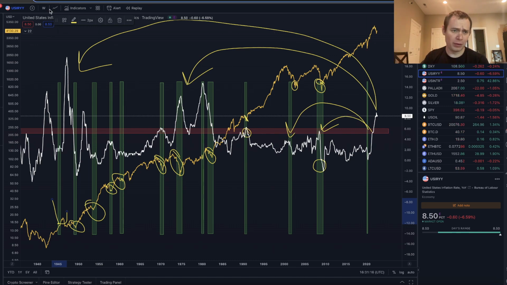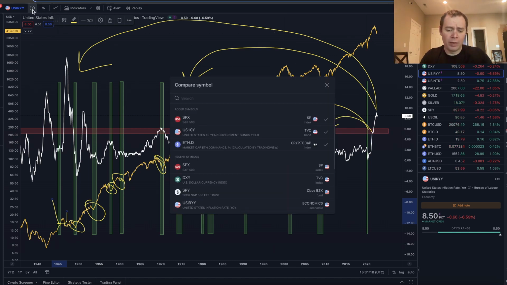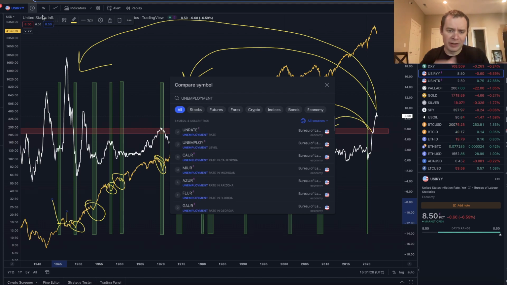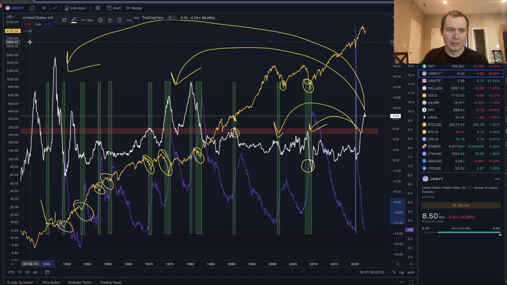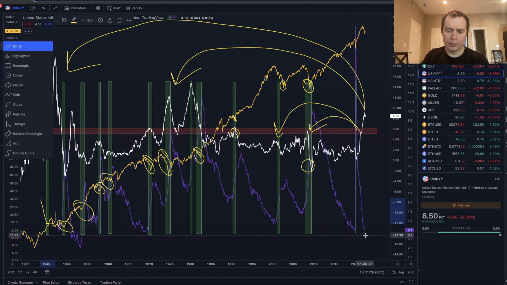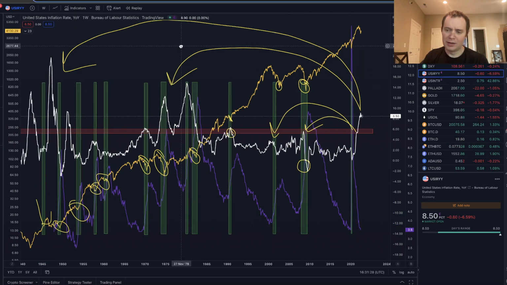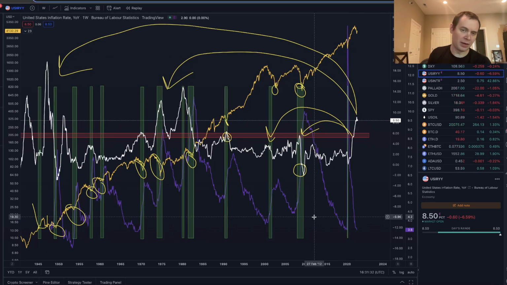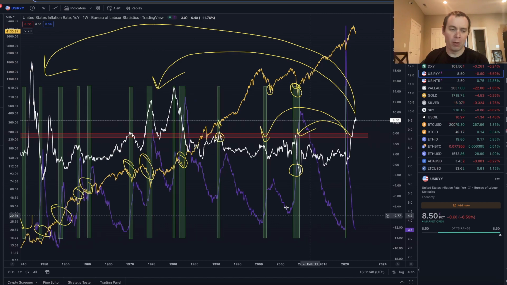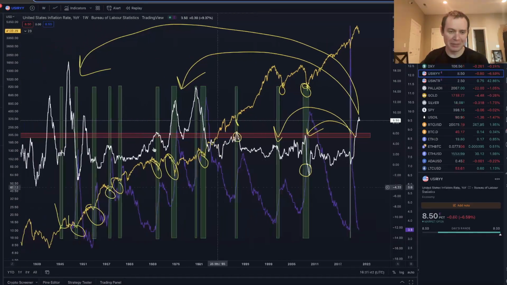If I overlay unemployment one more time, I did that in the video yesterday too, but if I overlay unemployment again, this is still relatively low, but I would guess it's going to start going up over the next like 6 to 12 months. Okay, it's probably going to start going up. So I think about it like this: we need inflation to come back down before unemployment starts going up.